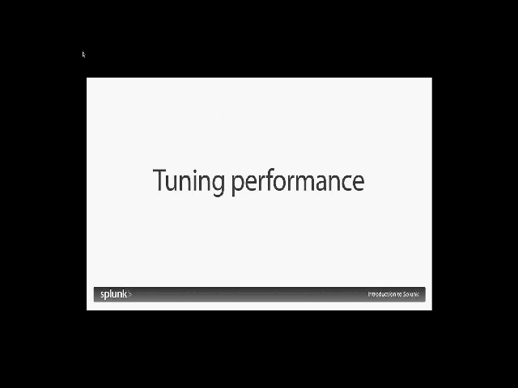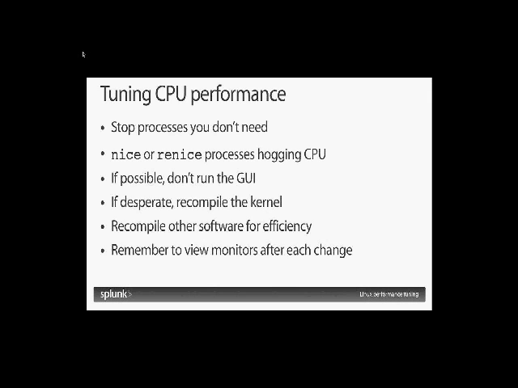Tuning performance. Tuning CPU performance. There's actually not a lot of weird geek mojo here to tuning CPU performance. You want to stop the processes you don't need, and we'll talk about some of the daemons and whatnot you can usually get rid of. Again, you want to nice or renice processes that are hogging CPU if they are low priority to you. You can use nice or renice to actually increase a program's priority and give it more resources as well. But don't slow something down if you're really waiting on the output of that process.